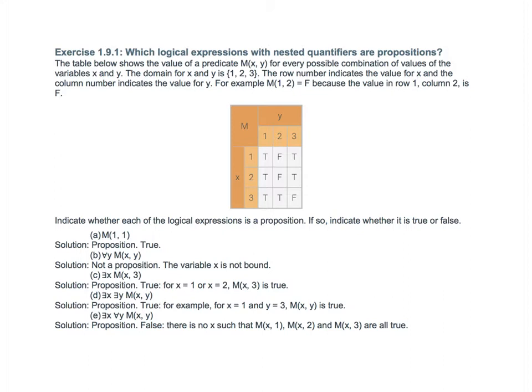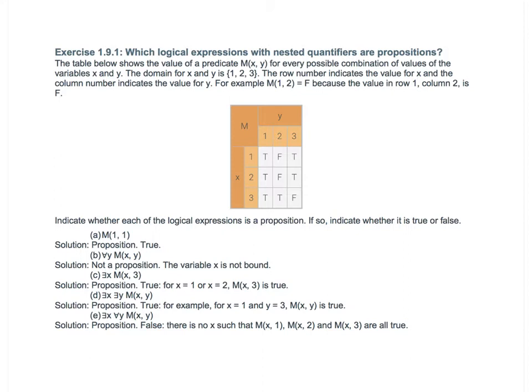M of 1 and 2 has false value. M of 1 and 3 has true value. M of 2 and 1 has true value. M of 2 and 2 has false value. M of 2 and 3 has true value. M of 3 and 1 is true. M of 3 and 2 is true. Finally, M of 3 and 3 is false.